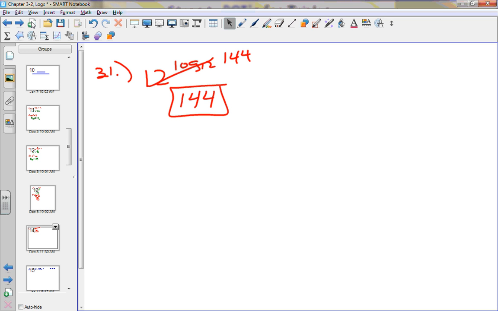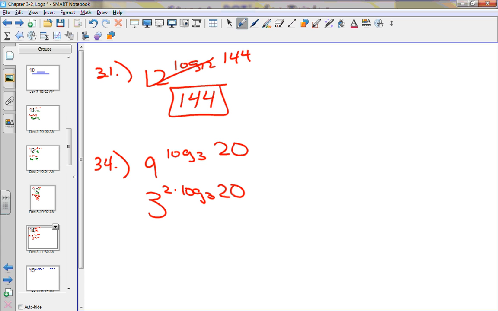Okay, do we feel like we have an idea what's going on with this worksheet? About 34. 34. 9 to the log base 3 of 20. Well, can I express 9 differently? That's going to be 3 squared times log base 3 of 20, right? So what's that going to give you? 2 log base 3 of 20, which gives you 40. Okay, do we have a clue what we're doing?